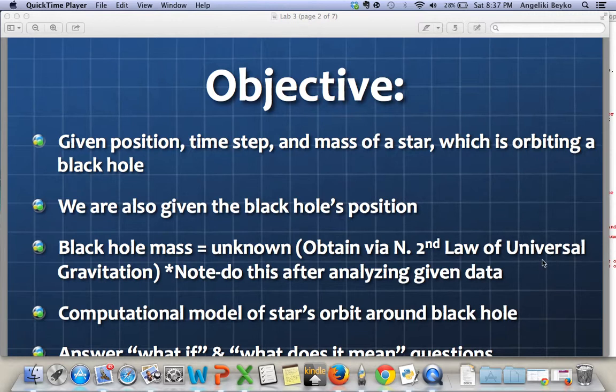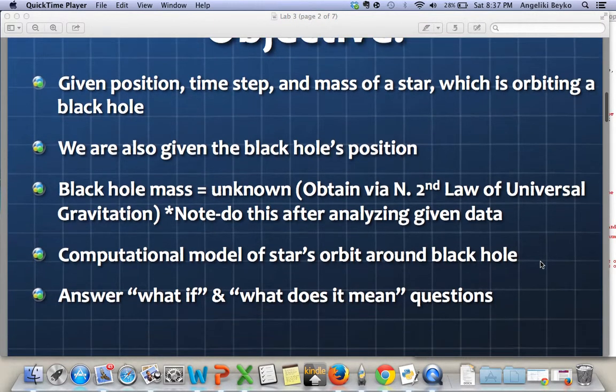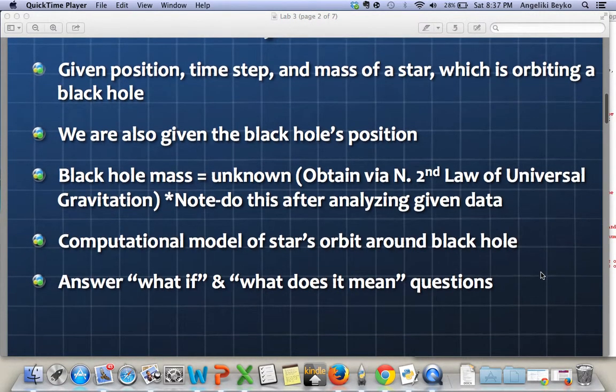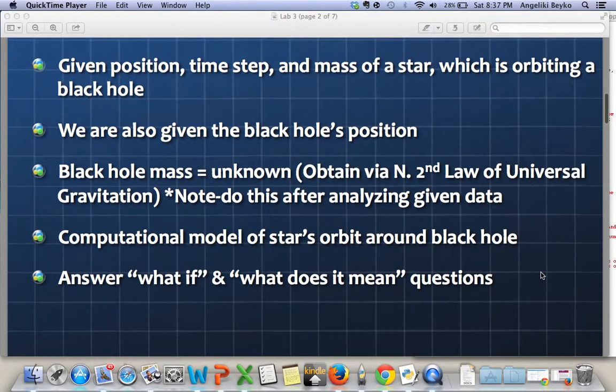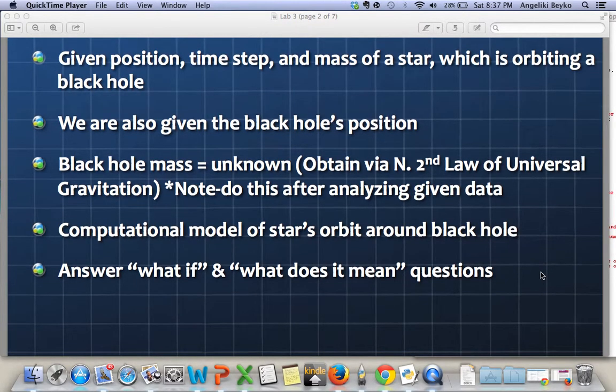So we're going to do this after analyzing the given data according to the positions and so on. A computational model of the star's orbit around the black hole will be shown, and then we're going to answer what if and what does it mean questions.